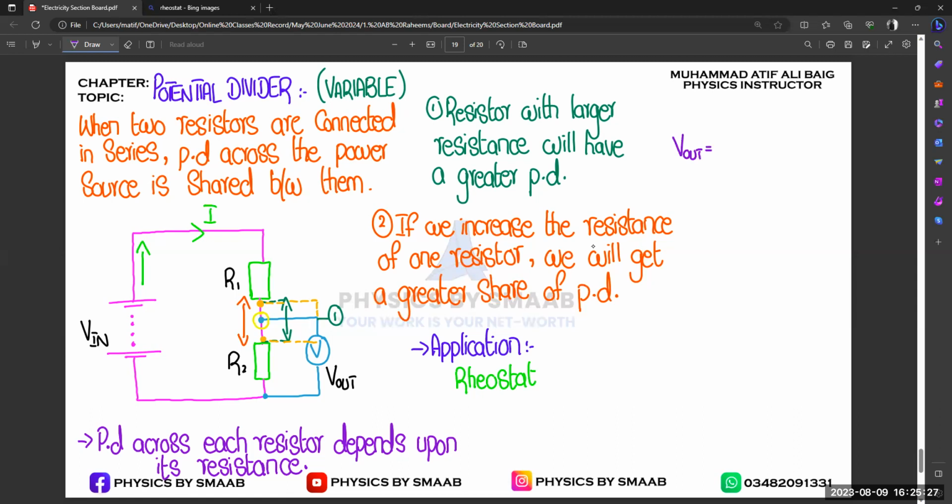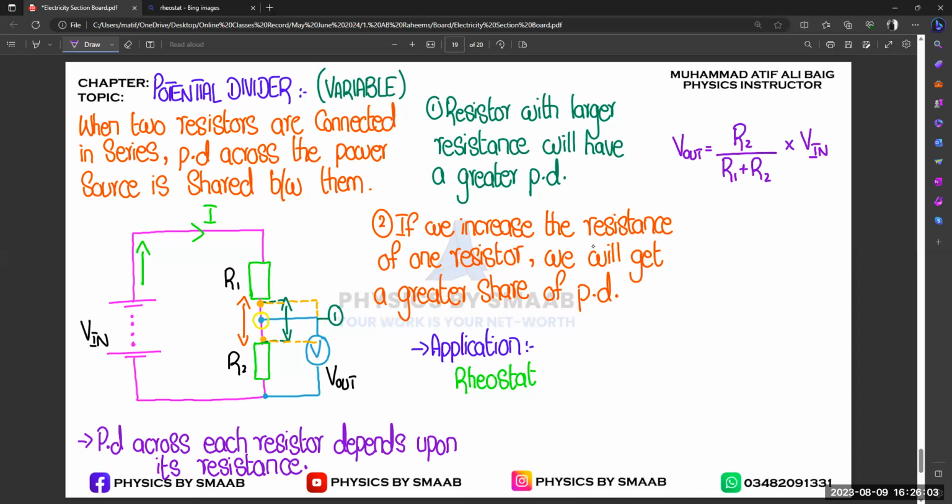R2 over R1 plus R2, multiplied by input voltage, right? So this is your final formula. And why do we write R2 in the numerator? The concept is, in this particular diagram, we are interested in calculating the voltage across the resistor R2, right?